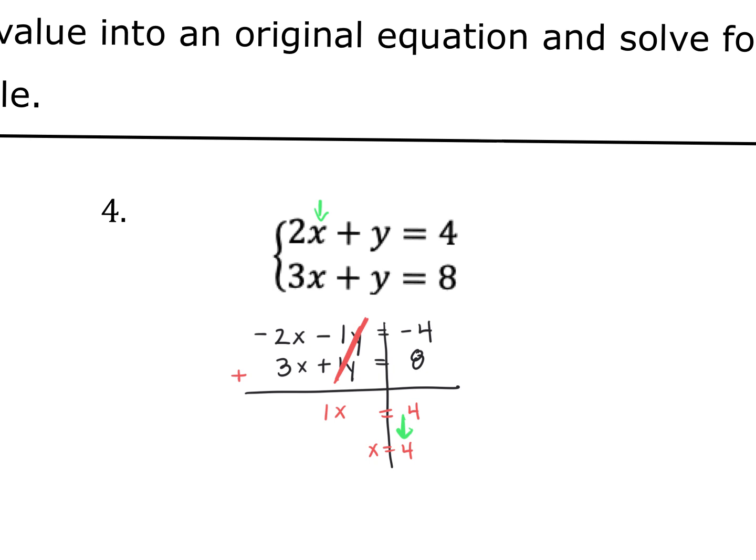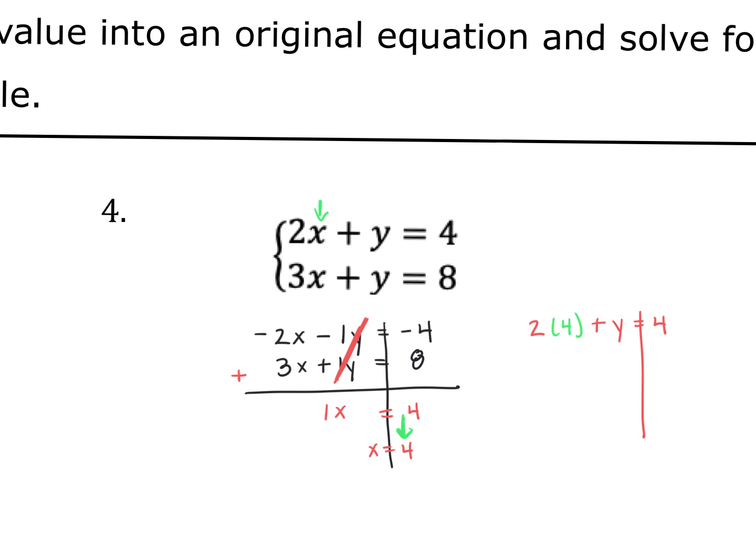So I'm going to start with my 2. That's not going to change at all. So I'm going to say 2. But then comes my x. So I'm going to use parentheses, and I'm going to put what my x is. I'm going to say plus y equals 4.